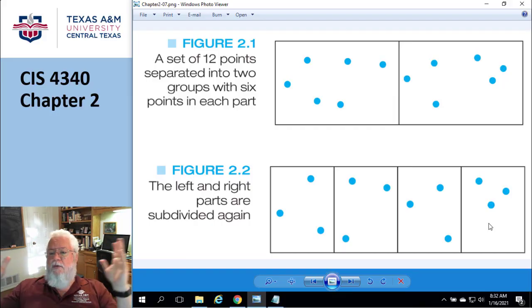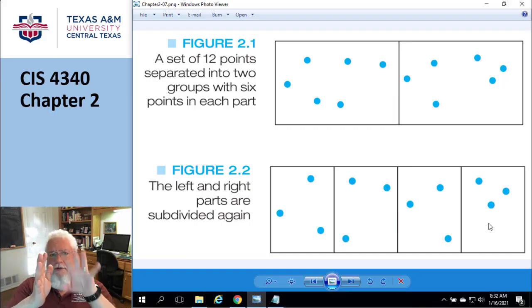Instead of looking at the whole thing going, I don't even know where to start, I just say, pick three dots, check them out. Pick three dots, check them out. Pick three dots. So this is one of those scenarios where I divide the problem, and then I do the work, and then I combine the answers together, because there's only going to be one answer, right?